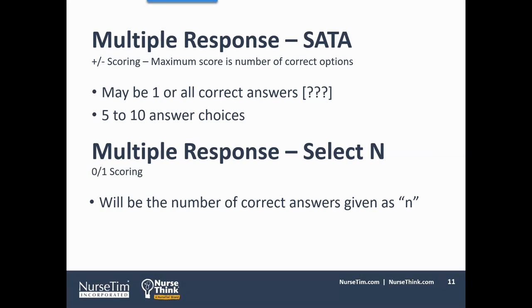Now, the reason it's called a plus minus is because if a student chooses an incorrect answer, they will have a point taken away. So if I have 10 answer choices, 5 of them are correct, and the student chooses 3 of the 5 correct answers, that would give them 3 points. But if they chose 4 answers which are incorrect, that would subtract 4 points, giving them a score of 0. And the reason I say 0 is because students cannot go below 0. There cannot be negative scores delivered.